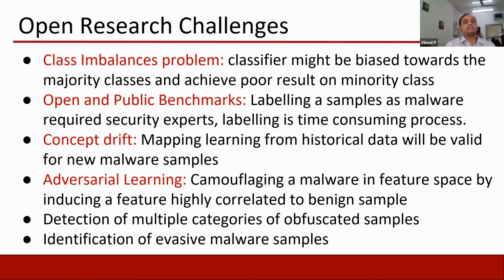First of all, there is a class imbalance problem. That means the number of samples of malware for a specific family is less. So how do we tackle this? You can make use of a network called the Siamese neural network, which is predominantly used when we have a lesser number of samples for training. Another problem is a lack of open and benchmark repositories available.